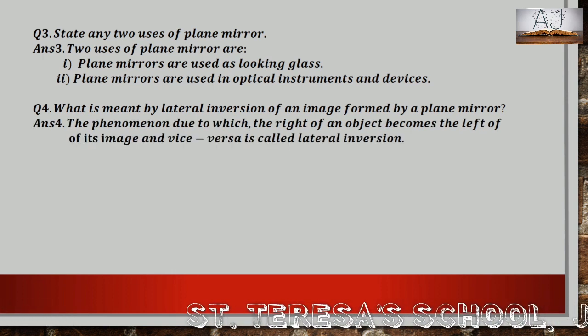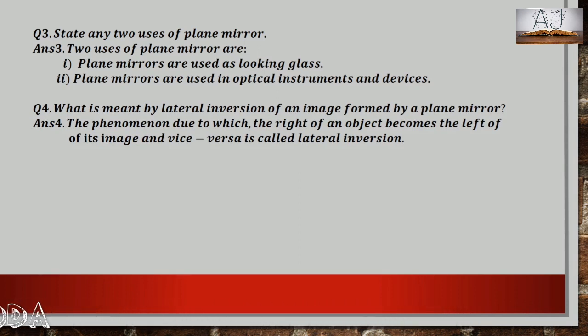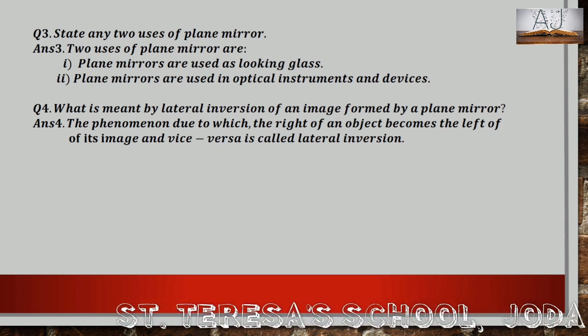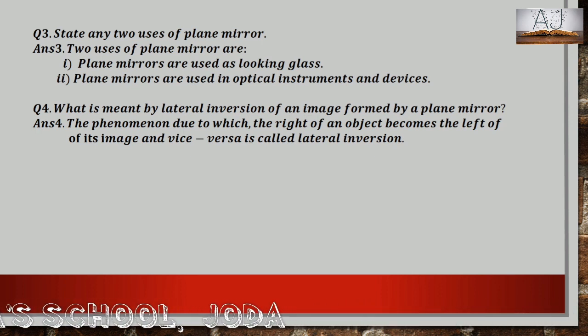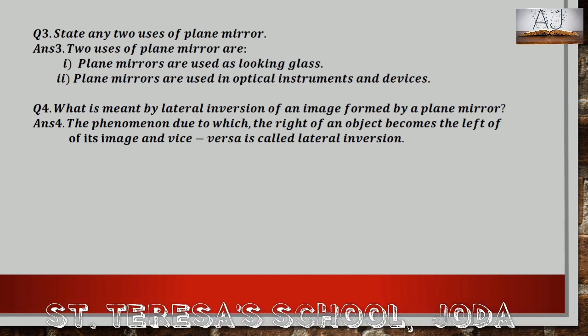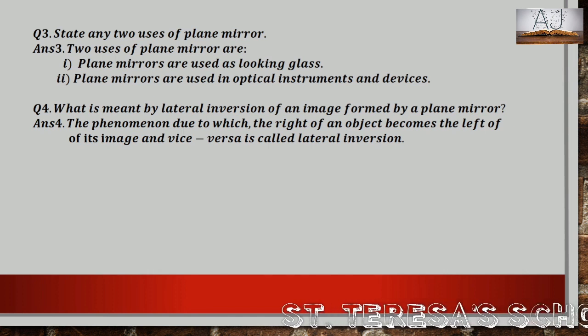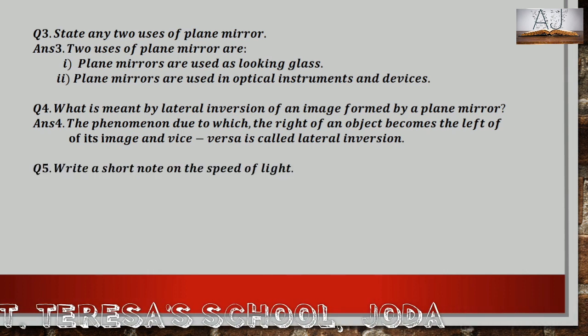Now, what is meant by lateral inversion of an image? The phenomenon due to which the right of an object becomes the left of the image and vice versa is called lateral inversion. I have explained this very well in one of the videos. Please refer to that again. You will understand lateral inversion once more very clearly. So, watch that other video which I have sent. I think it's video 2 or video 3.